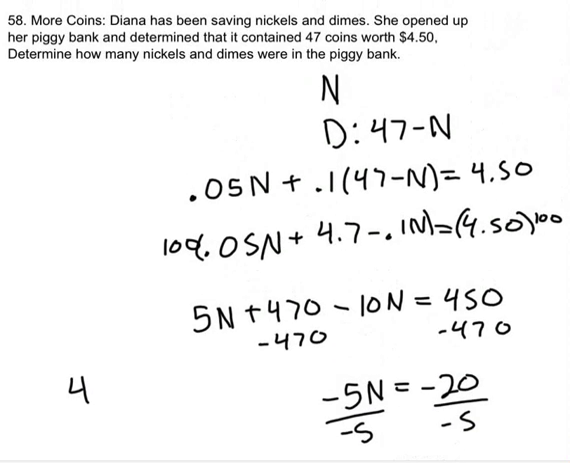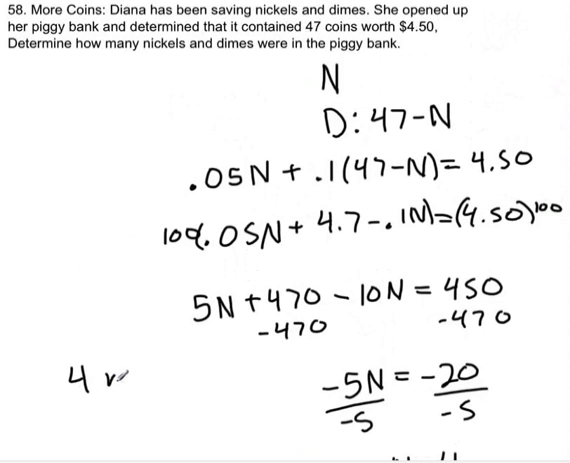So we have 4 nickels. And altogether we had 47. So if I take 4 away from 47, I'm going to have 43 dimes.